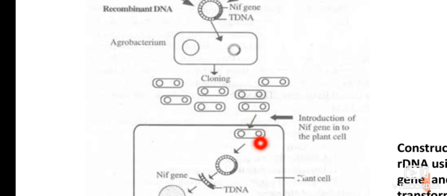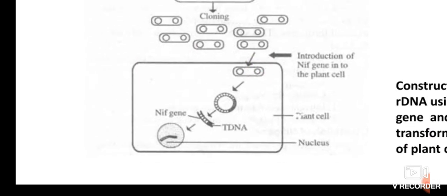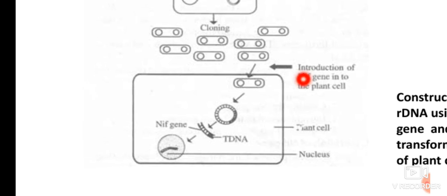The next step is introduction into the plant genome. Next, introduction of the NIF gene into the plant cell or plant genome. Now, the bacterium containing the recombinant plasmid is introduced into plant cell. In the cell, what happens? The tDNA containing the NIF gene of the plasmid gets separated. See, it has got separated here and is transferred into the plant cell genome.